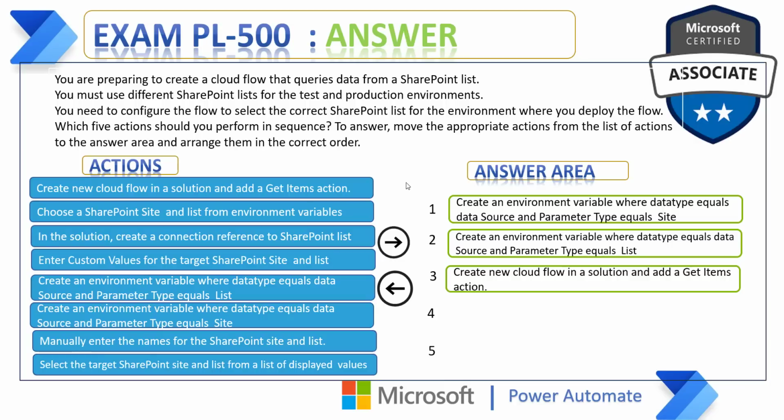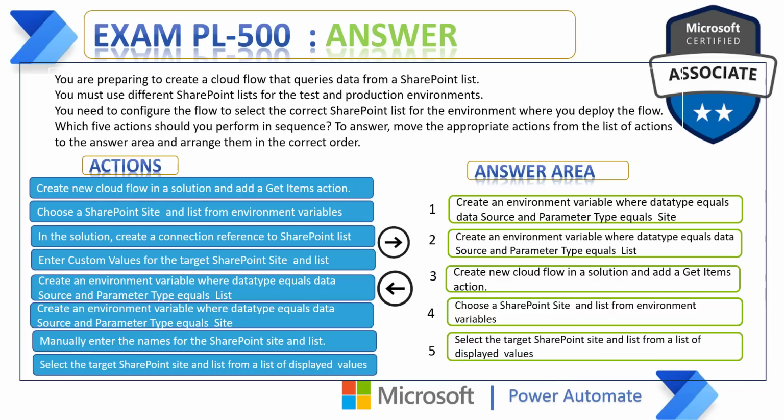You may ask why we selected the third action over here. Because if you don't create the environment variables first inside the solution, you can't add the SharePoint site and list from the environment variables while working with parameters inside my get items action. So the fourth one, we chose the SharePoint site and list from the environment variables, where the third and fourth are the actions after creating the environment variables. And the fifth one, we selected the target SharePoint site and list from a list of displayed values after importing the solution into the production environment.